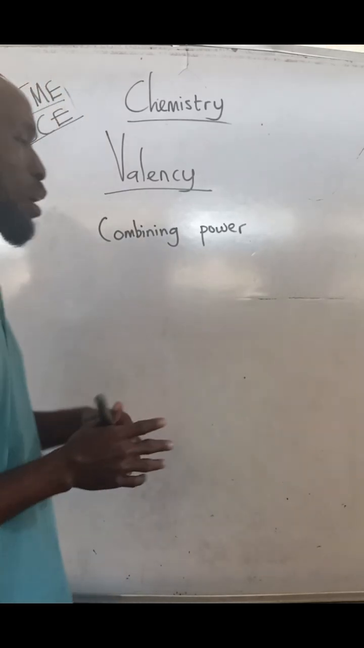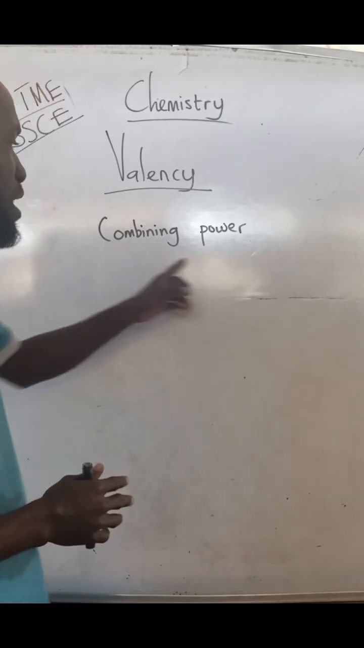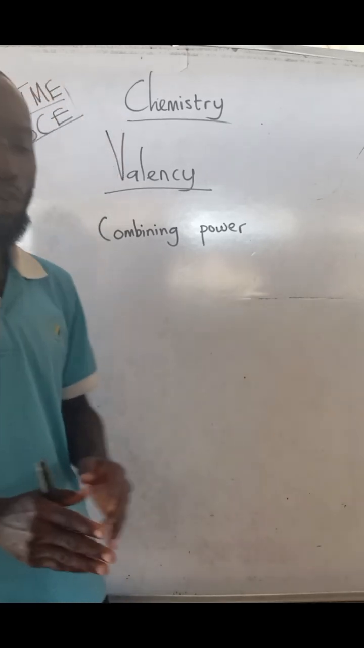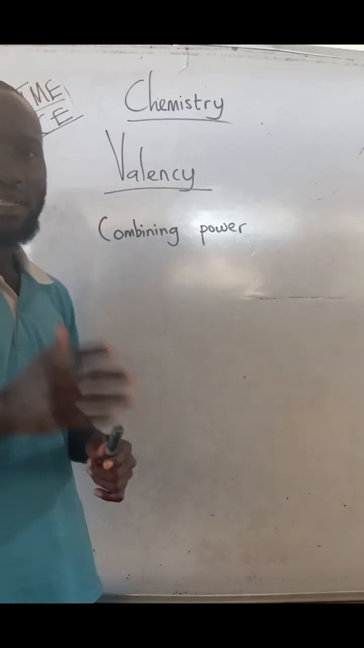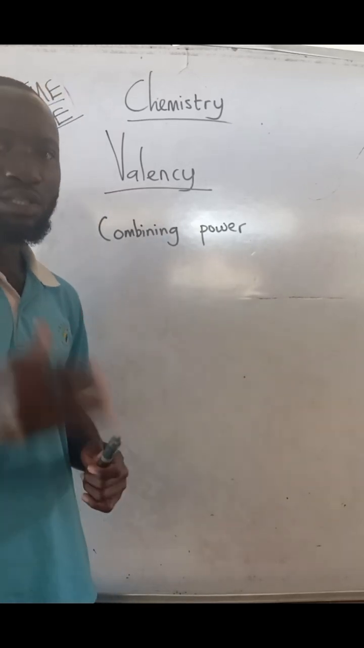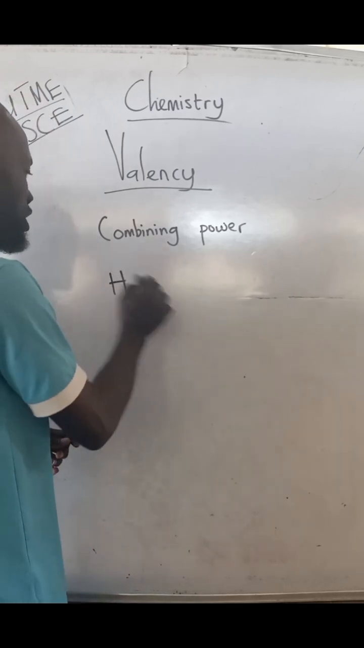Now, if you look at this very well, valency will explain everything that we need to know. Valency, which means the combining power of an element, means that one element can only combine with another with this valency. Now, let's look at a few compounds that are formed with simple valency. Let's look at the combination between hydrogen and chlorine.